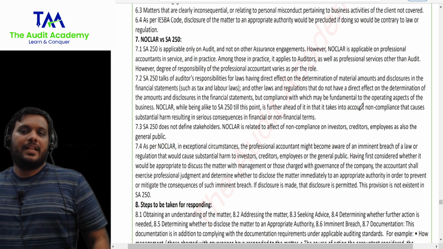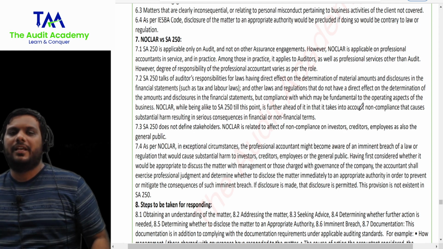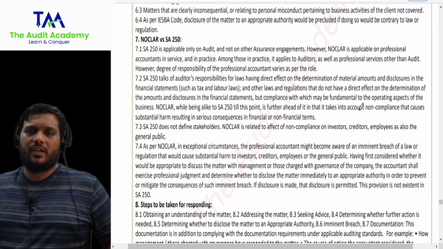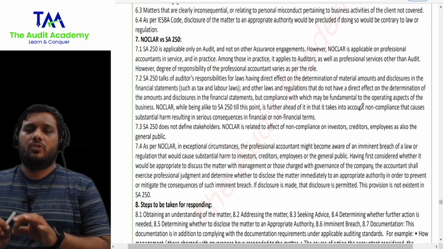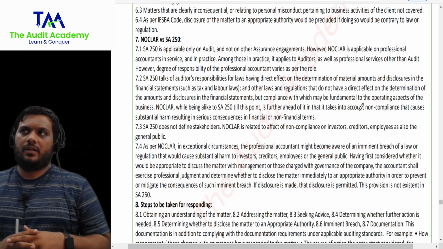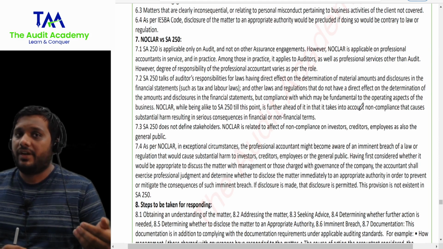Now that was SA 250. As an auditor, how do you see compliance with laws and regulations? Because we cannot verify compliance with every single law and regulation. Now, when we look at NOCLAR, non-compliance with laws and regulations, did I tell you that NOCLAR deals only with such laws which can have a material impact on the financial statements? No.